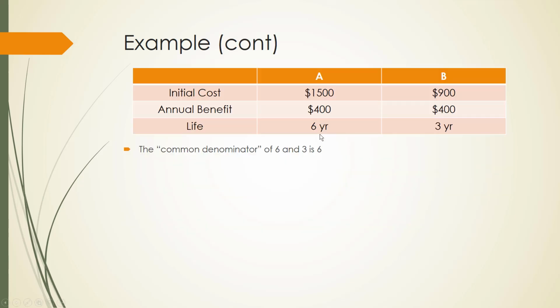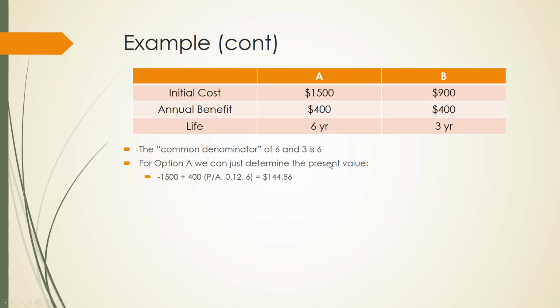So here I have one that can last 6 years and one that can last 3 years. So the common denominator between these two numbers is 6. This one I'll only have to purchase and take through its entire life. This one I'll purchase, and after 3 years I'll have to replace it. So let's first analyze option A.